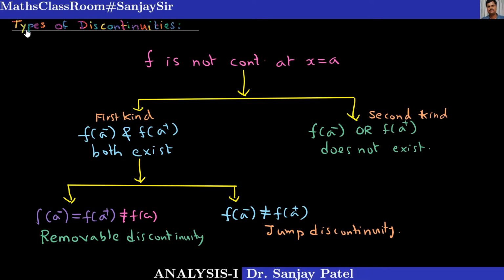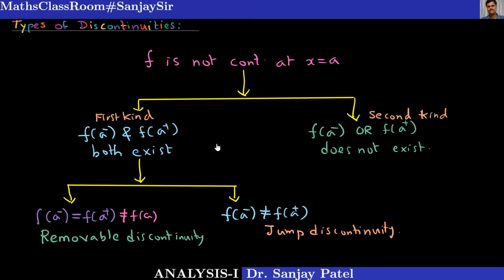Today, in this lecture, we are going to see some more examples of types of discontinuities. In the last lecture, we introduced the concept of discontinuities of different types and solved one example. Let us recall, we know that if f is not continuous at a, then there are two possibilities. So there are two types of discontinuities. One is known as discontinuity of the first kind, another is known as discontinuity of the second kind.